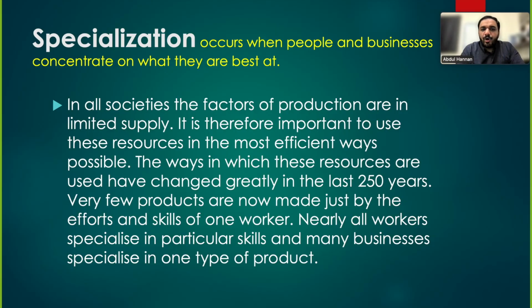We can see in all societies the factors of production are in limited supply. It is therefore important to use these resources in the most efficient ways possible. The ways in which these resources are used have changed greatly in the last 250 years. Very few products are now made just by the efforts and skills of one worker. Nearly all workers specialize in particular skills, and many businesses specialize in one type of product.